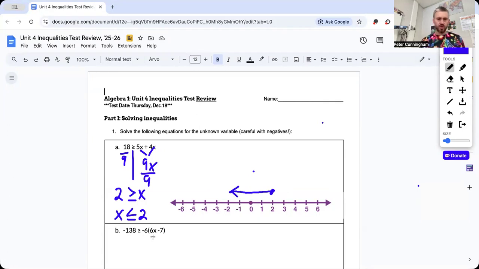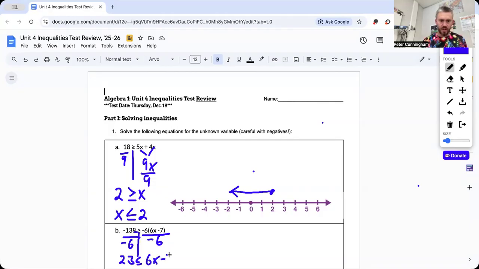We'll test this scrolling capability here in a minute, but before I do that, I draw my inequality symbol, the line, just like I do with the equation. I want to get rid of that -6 right away. Divide by -6. Be careful when you divide by a negative as I do that. Divided by negative is going to be positive 23. It was a greater than symbol. Now it's going to be a less than symbol.